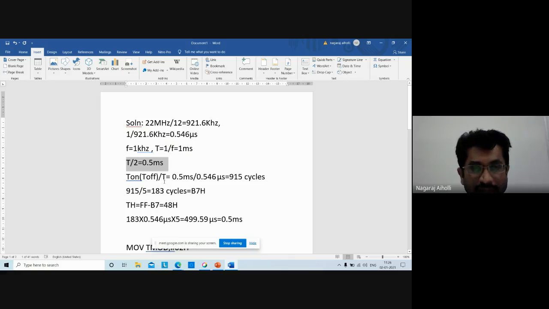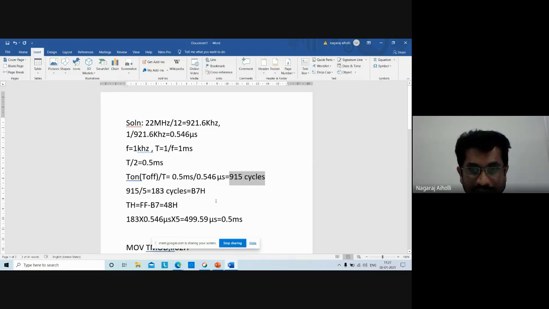Now the equation here is T on or T off divided by T, that is the on period or off period divided by the clock time period. That gives the number of counts or the number of clock cycles. The on or off period is 0.5 millisecond, and the time period is 0.546 microsecond, which we have calculated for the clock frequency. So this comes out to 915 cycles.